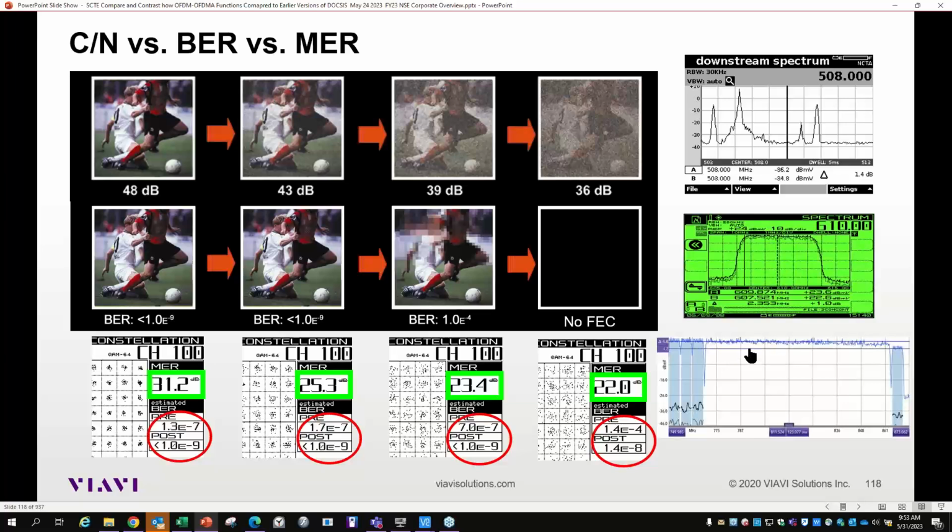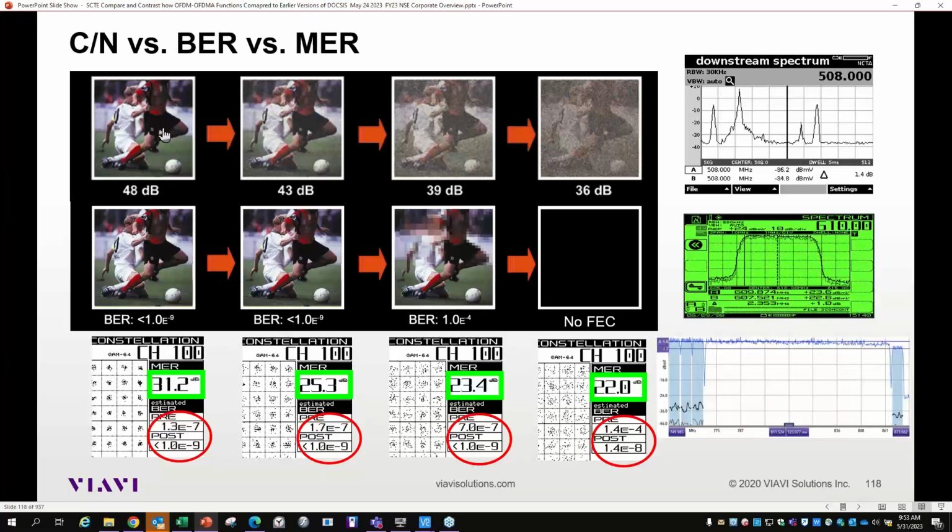Well, as from an OFDM carrier downstream, for example, as the level starts to drop, the individual subcarriers' MER will start to drop as well, and therefore the constellation on a per subcarrier basis will start to drop, and therefore the low MER will.